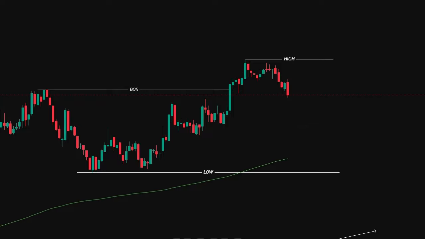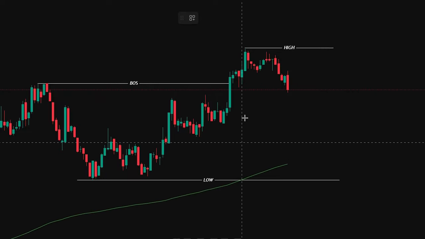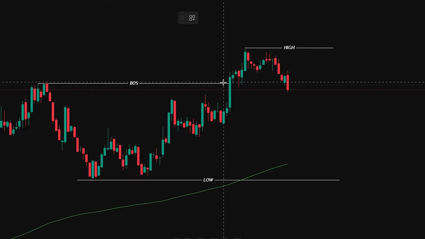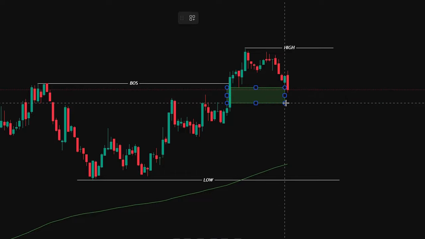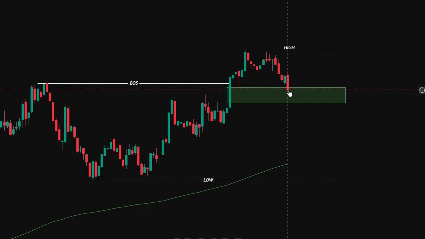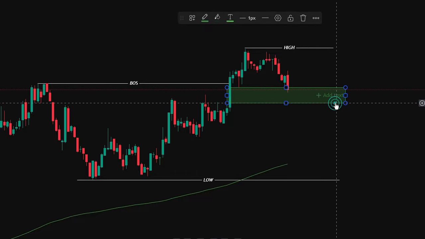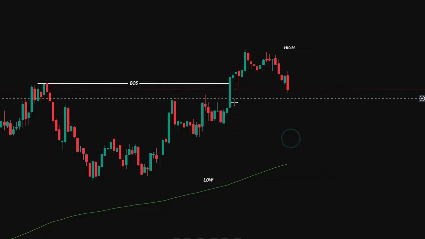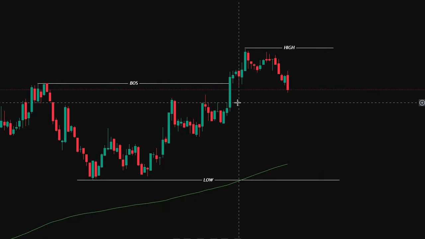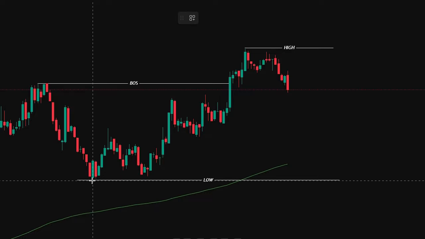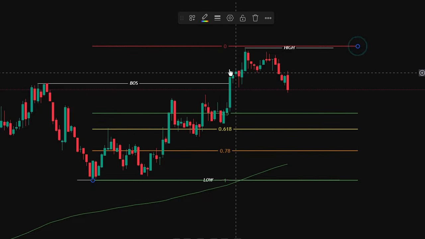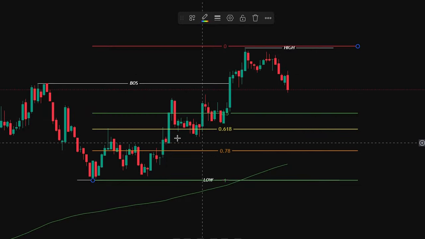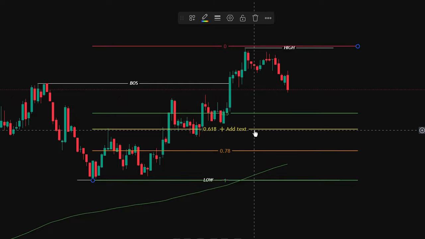Now we find what we are looking for, the imbalance and FVG. You can see this one is already filled out, so we're not interested. Also this is in the premium zone, and we always look for the discount zone. I will explain the premium and discount zone in another video. The premium zone is higher than 0.5 in Fibonacci, and lower than 0.5 is the discount zone. So we are finding a discount zone FVG or imbalance.